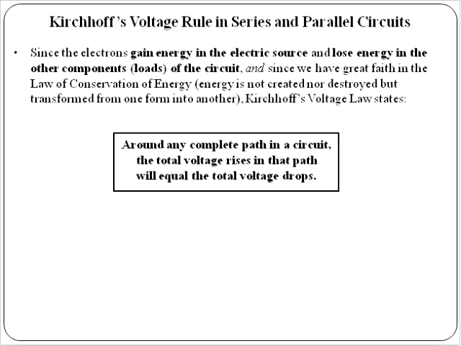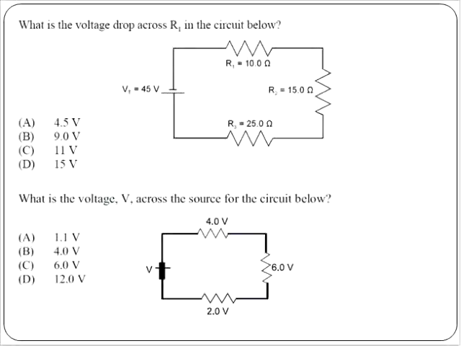So since we know, or we should at least have pretty good faith in the law of conservation of energy, in other words, we don't get something for nothing, then the amount of energy we lose in the circuit has to equal the amount of energy that we gained in the battery. So in other words, around any complete path in the circuit, and that's an important statement, any complete path, and you'll see why in just a second. Around any complete path in the circuit, the total voltage rises will equal the total voltage drops. Essentially, that's just conservation of energy. It means the same thing as conservation of energy, exactly.